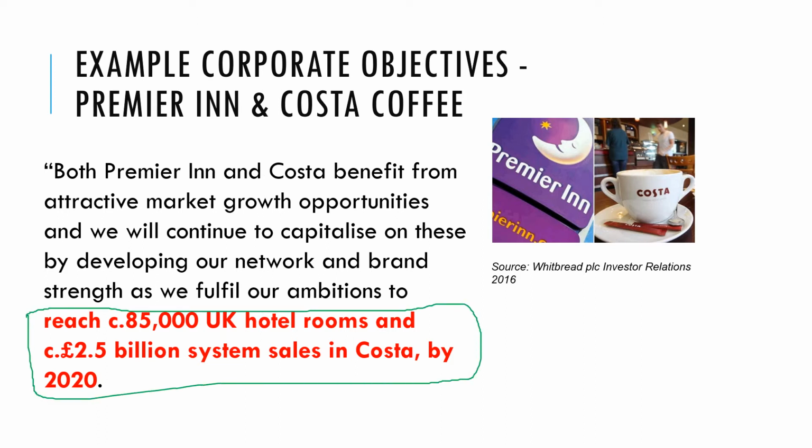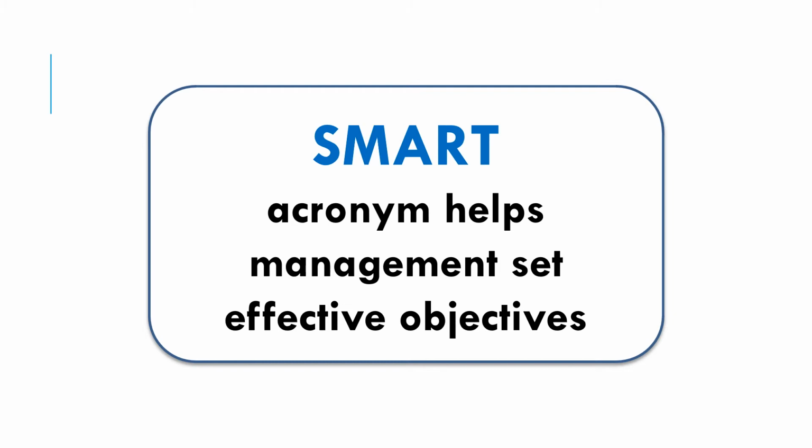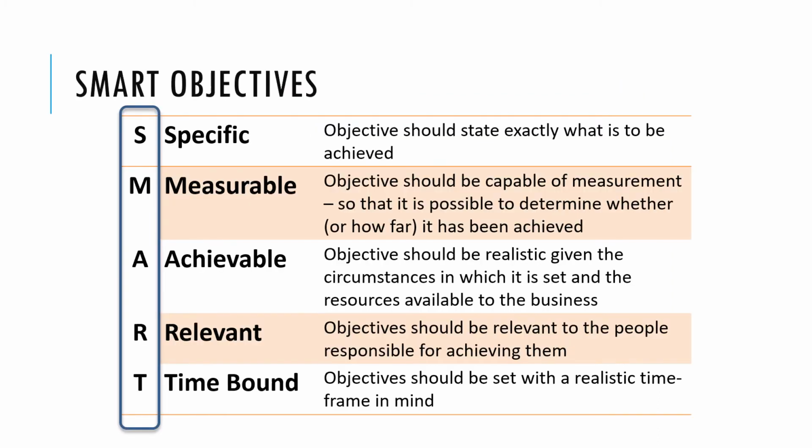Why is that? It's because it follows the principles of a SMART objective. And SMART is a good way of thinking about effective objectives, making sure they're good objectives. And what do we mean by SMART? Well, we mean this acronym here. First of all, we mean that the objective is specific. So it should state exactly what is to be achieved. For example, new hotels or sales.